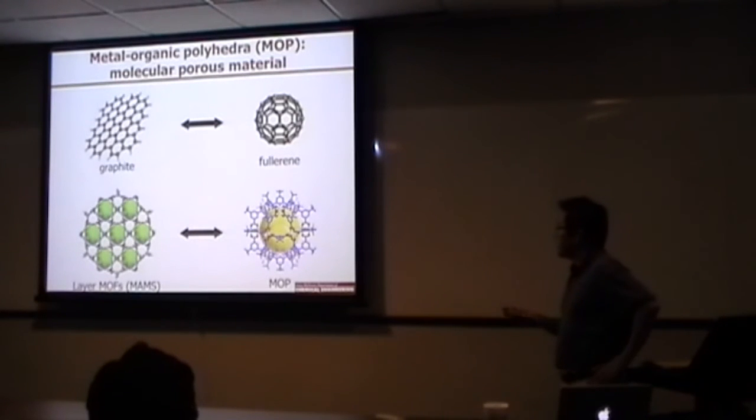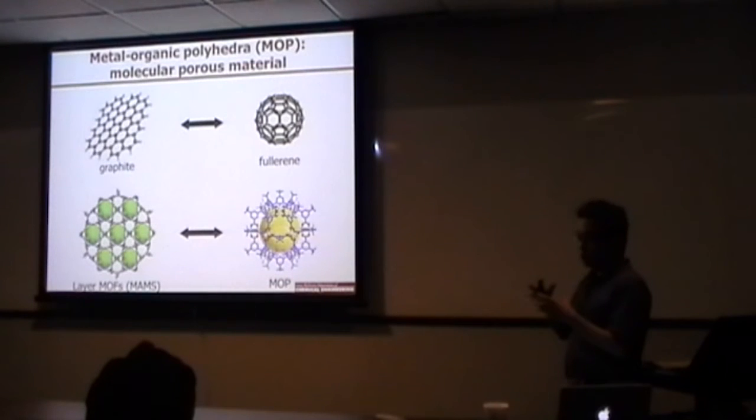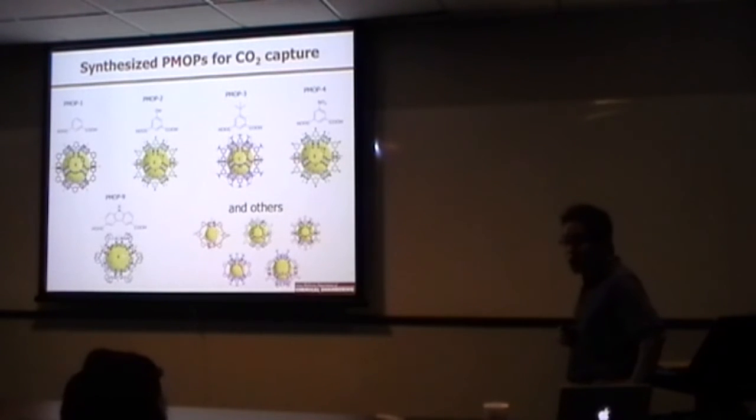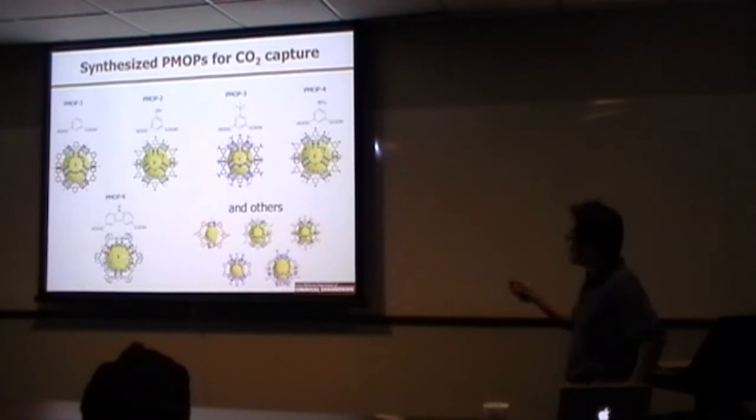So these are individual molecules. They have synthesized them, and they have different generations of this structure. By the way, this yellow ball is not really there. This is only to illustrate that we have this much space, cavity, inside. So again, gas molecules will go through this window.